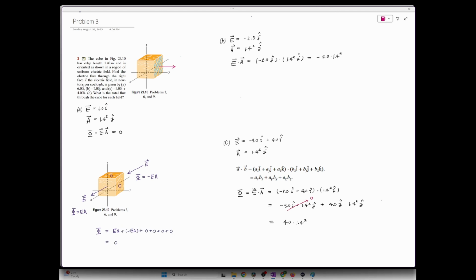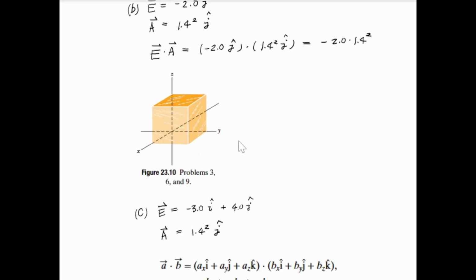And now let's move on to part B. In this new insert, we can also draw the electric field vector. But notice that this time the electric field is pointing in the negative y direction. And just like before, the electric field on the right hand side is piercing inward, resulting in an electric flux that's negative EA, whereas the electric field on the left-hand side is piercing outward, resulting in an electric flux that's positive EA. And on the other four sides, once again, the electric field simply skims on the surface, resulting in an electric flux of 0.